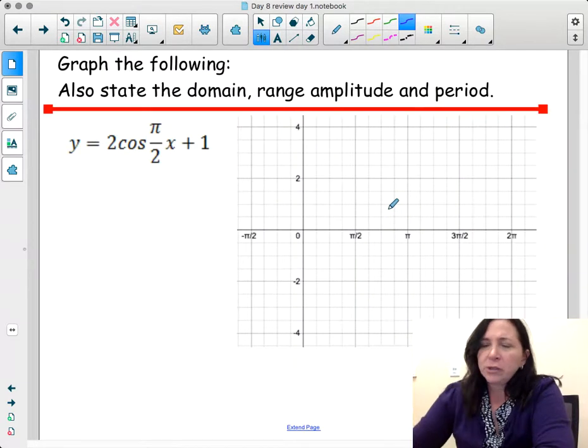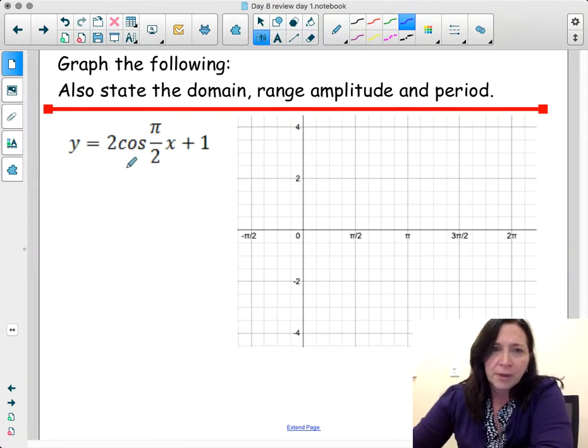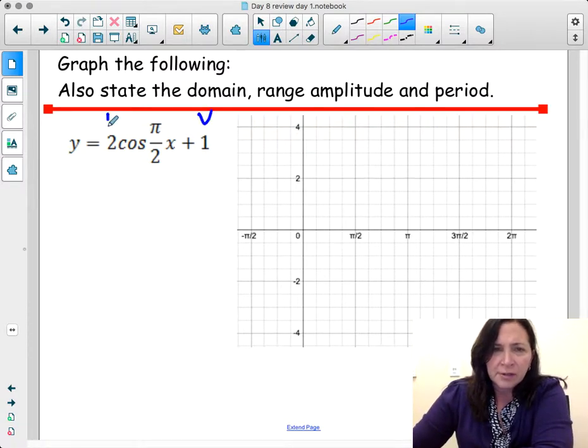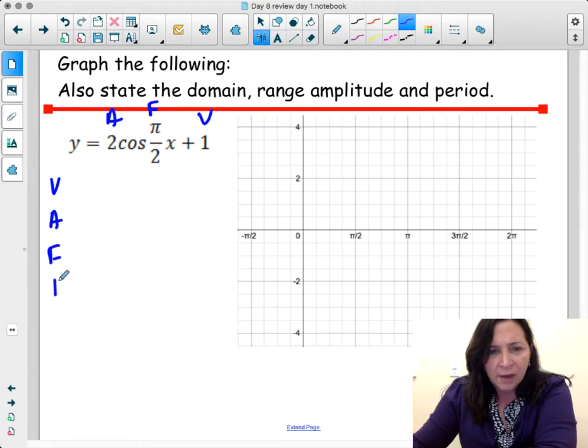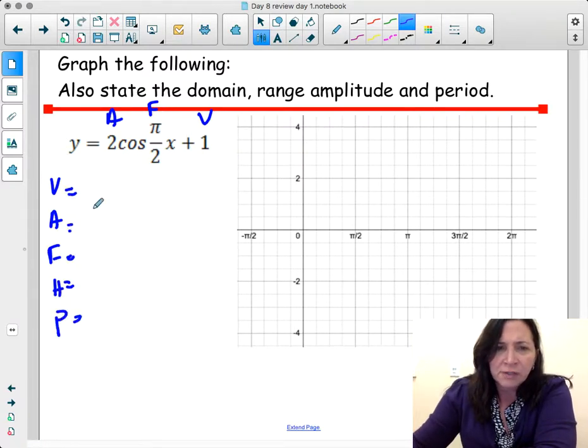So this one, we're going to do a little bit of sinusoid review, okay? This one is a cosine graph. Here's my vertical shift, amplitude, frequency, okay? I don't have a horizontal shift. I like to write my VAF on the side, okay? You don't have to do that. You're welcome to. My vertical shift is 1.